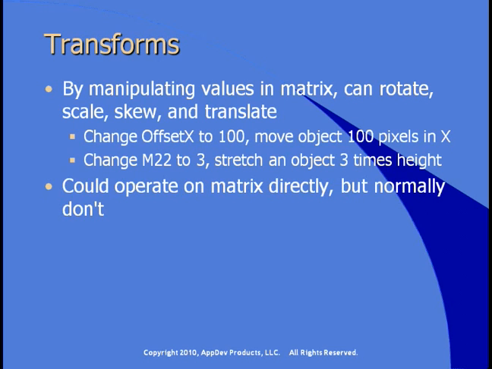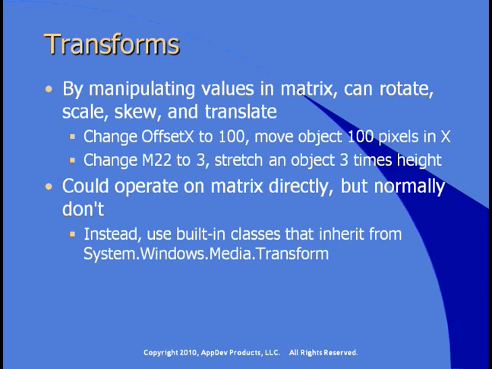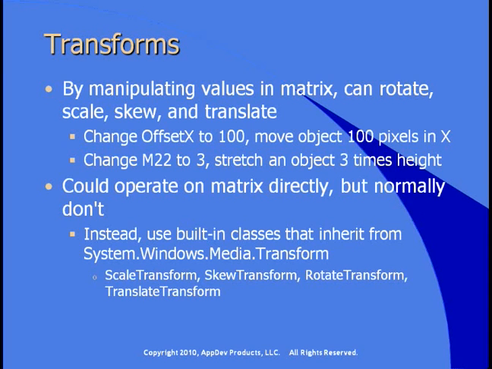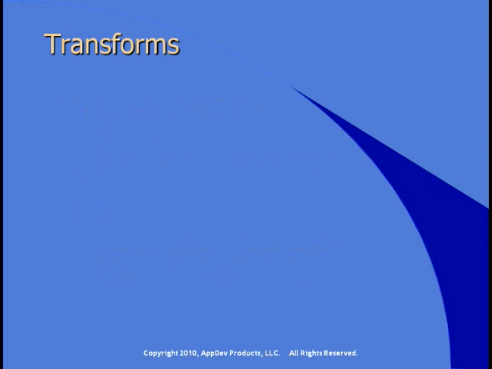You could operate on that matrix directly, and it's all built in to XAML, but normally you don't. Instead, you use built-in classes that inherit from the System.Windows.Media.Transform class. For example, ScaleTransform, SkewTransform, RotateTransform, and TranslateTransform, and they do all the work for you. They set up the matrix, they perform the matrix manipulation, and they skew, translate, rotate, or scale the shape accordingly. Now we have a number of different transforms we'll be looking at.